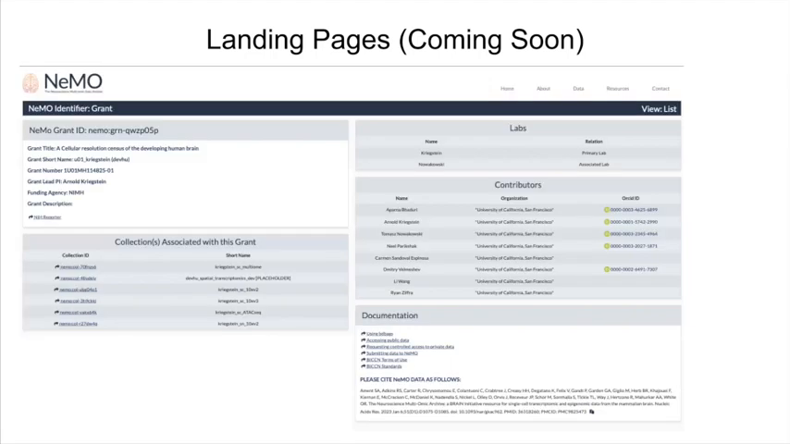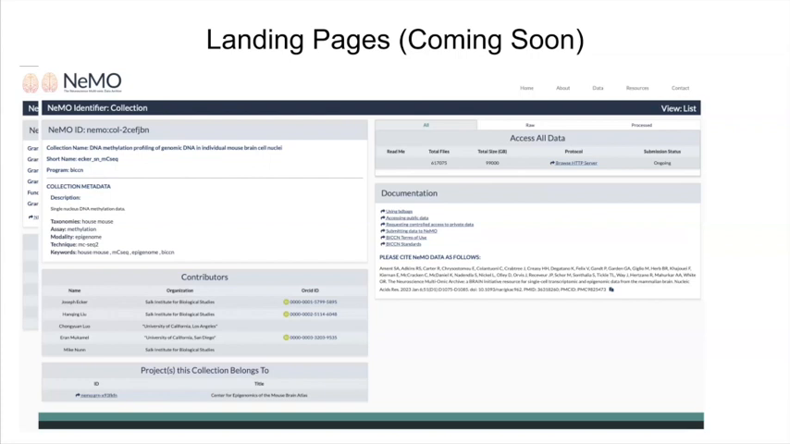So this is, for example, the landing page for a grant. This is a particular grant ID that we've assigned, NeMO GR and this particular cryptic code. If you type that in, it pulls up this page and gives the basic information about the grant. If there are any collections associated with the grant, it gives you a list of the collections, the labs associated with the grant, the contributors and their ORCID IDs, and some documentation about how to cite it and how to access information about this collection. So this is what a grant landing page looks like.